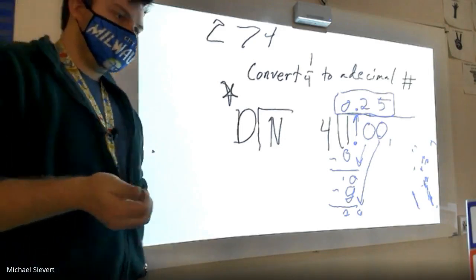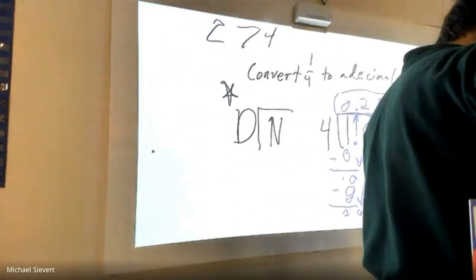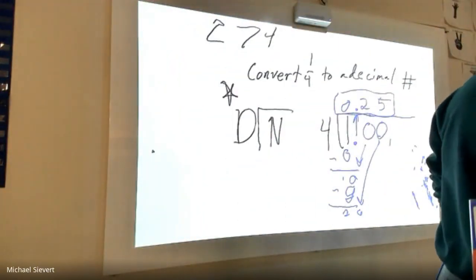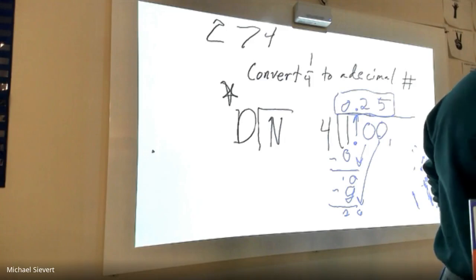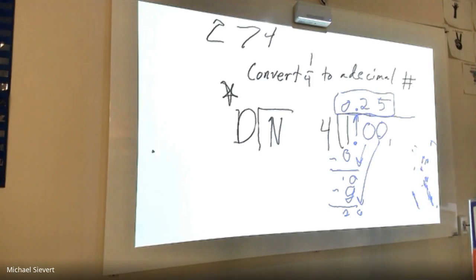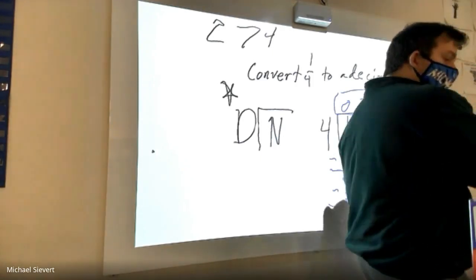Am I seeing it? So drop down the 0. Okay, now you have 20. I don't see any zeros right here. It should look exactly like it does up there.